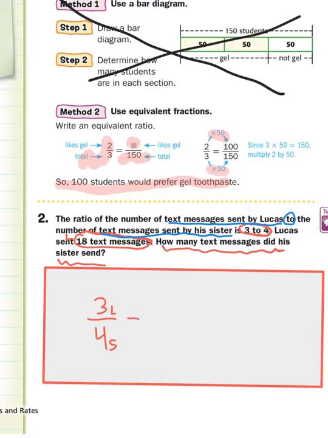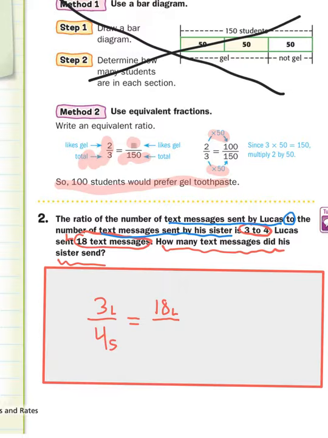Now, we're going to set this up as an equal ratio. And we have to figure out where this 18 goes. The question is, is it Lucas's or his sister's 18 messages? The problem will tell us. This says Lucas sent 18 text messages. Remember, I wrote that little L there. So that 18 belongs to Lucas, which means we have to put the 18 on top next to his 3. And the question says, how many text messages did his sister send? Well, that's going to be right here, because remember, for every 3 Lucas sends, 4 his sister sends.